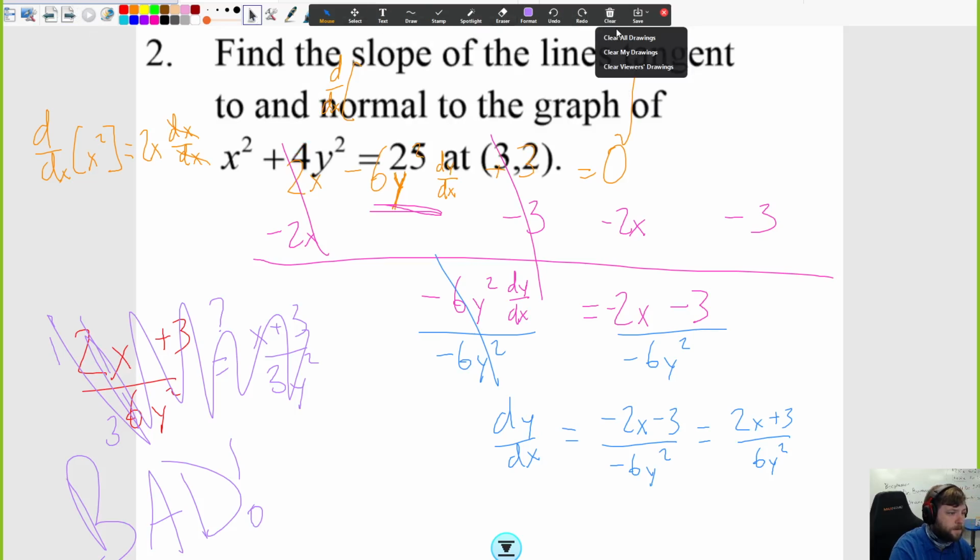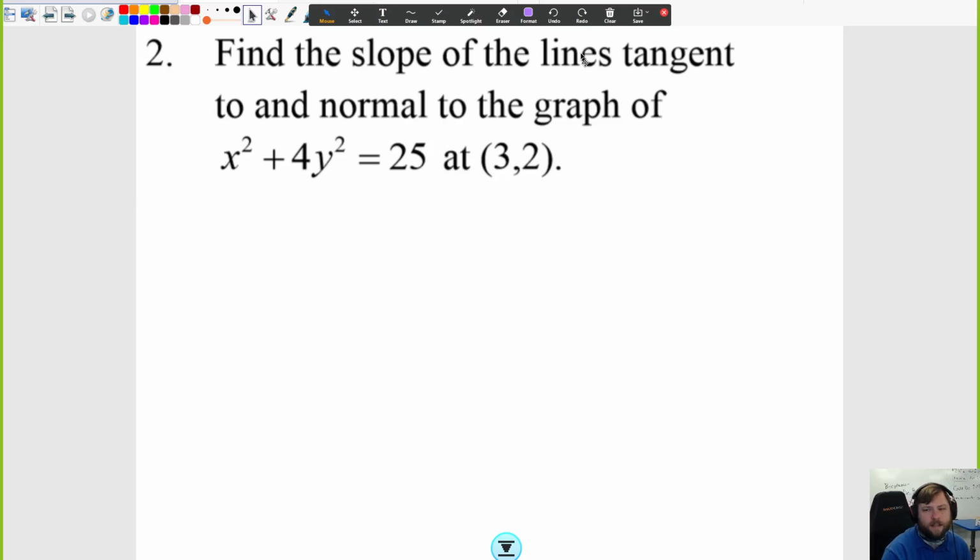All right, let's try another one. So building on this, there's a few different things we can do with this. Find the slope of the line's tangent. I'm not going to worry about normal. I hate normal. Normal is opposite reciprocal, right? Let's just do tangent and move on. Find the slope of the line's tangent. Okay, so the same thing as before at this point (3, 2). So that's my x1, y1. But now I have to find my slope. Your slope m is your dy dx at this point. So I've got to find dy dx.